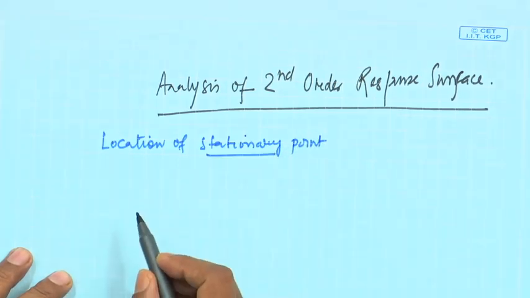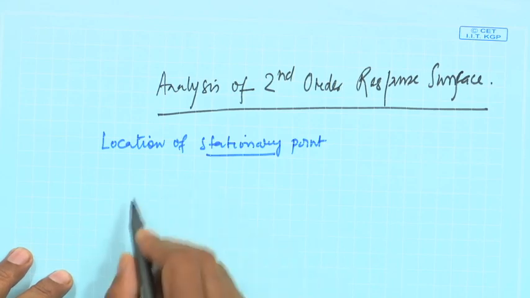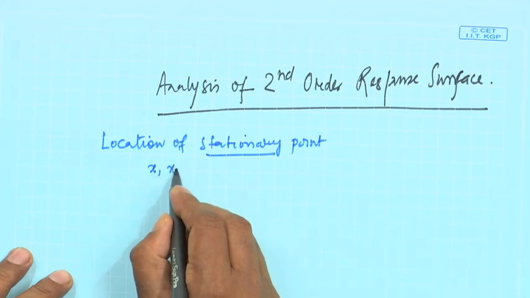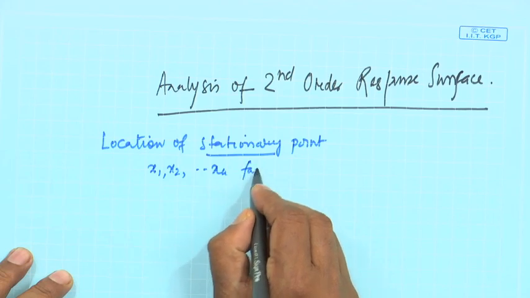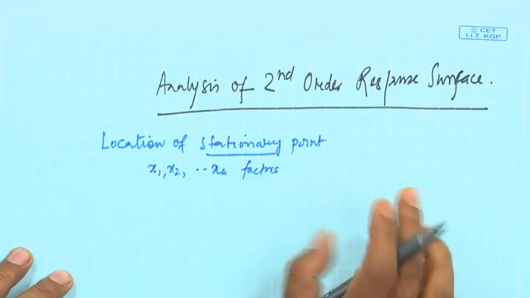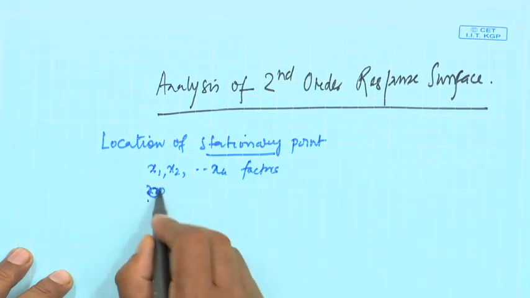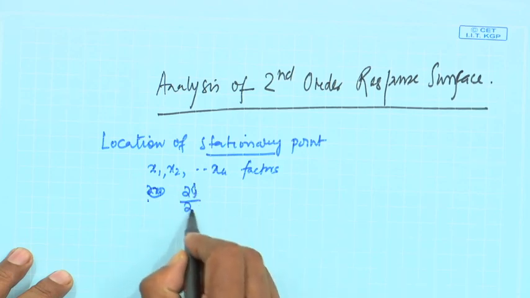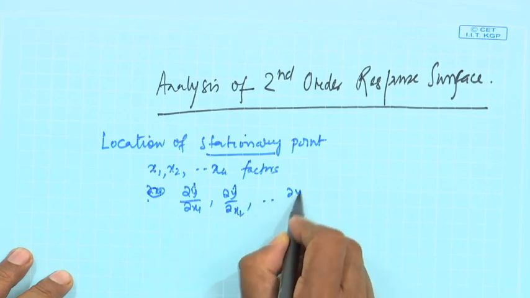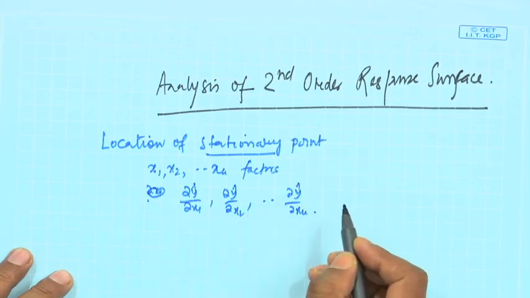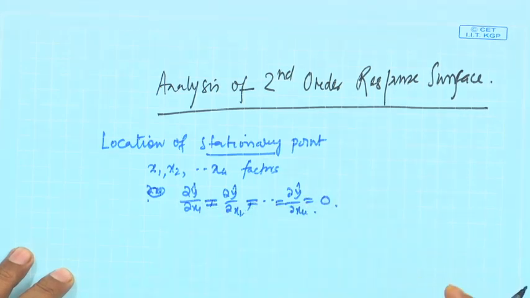Stationary point means the point where the first derivative is equal to 0. Suppose we consider x1, x2 up to xk, these are the factors which basically define the design space, then del y cap by del x1, del y cap by del x2, like this del y cap by del xk. So, I think all of these will become 0 at the stationary point.